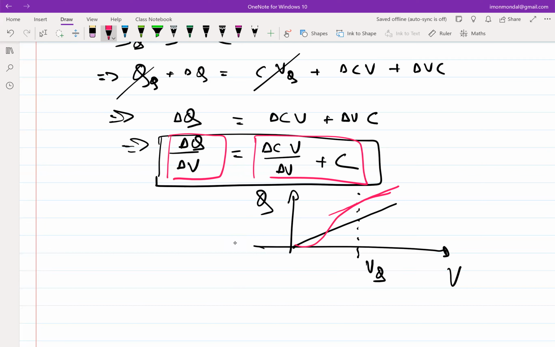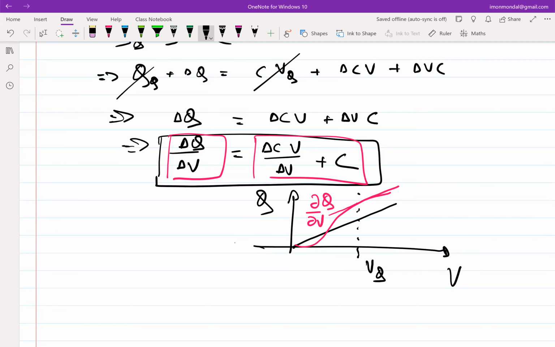Okay, I need to take the slope at whatever quiescent point I had. If this slope is del Q del V, that will be my equivalent incremental capacitance in the incremental picture. Okay, now does that make sense? So now, what is the conclusion?